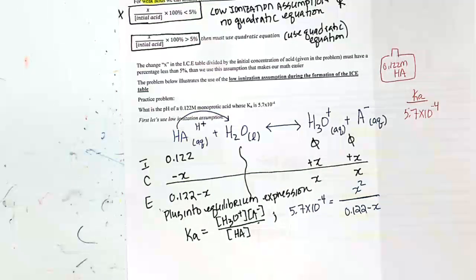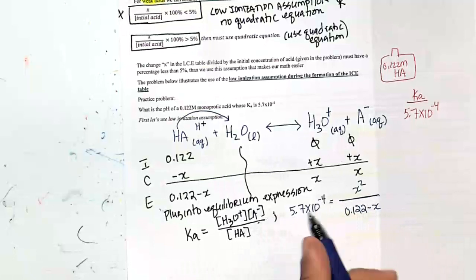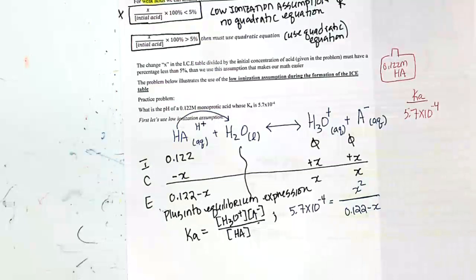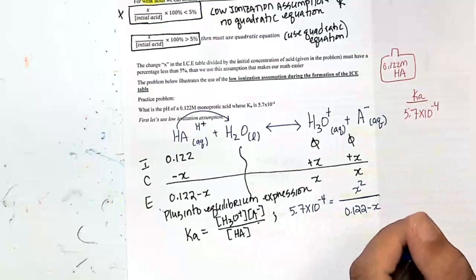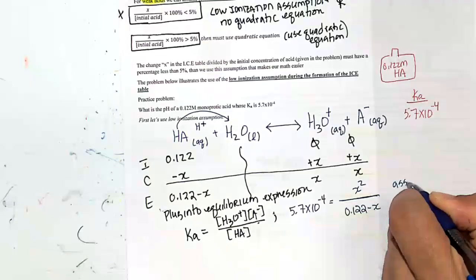Because it's a liquid. Very good. Okay. All right. Now we're going to solve for x. But to solve for x, if you notice, you're going to have to use the quadratic. First of all, I won't let you use the quadratic in the exam. Okay. But what you can do is assume x is small.